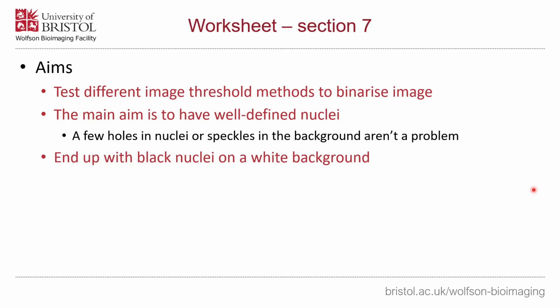So now we're on to worksheet section 7. The idea now is to take the filtered image that we got in section 6 and test out a few different thresholding methods. Use the auto thresholding tool, and then once you've decided which one you want, generate a binarized image of that. Now don't worry at this point if you end up with a few holes or speckles. The next section we're going to look at is optimizing these binary images.